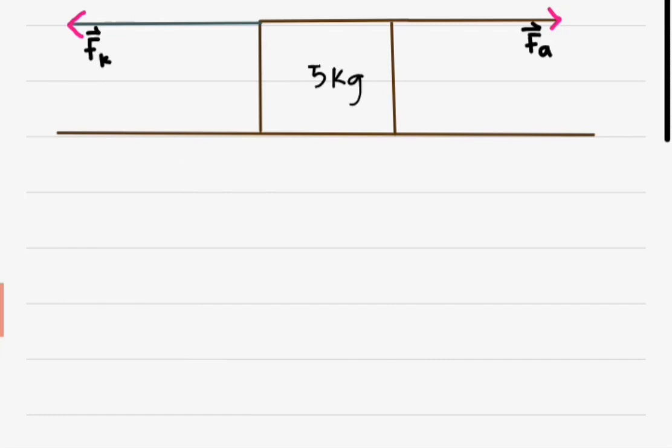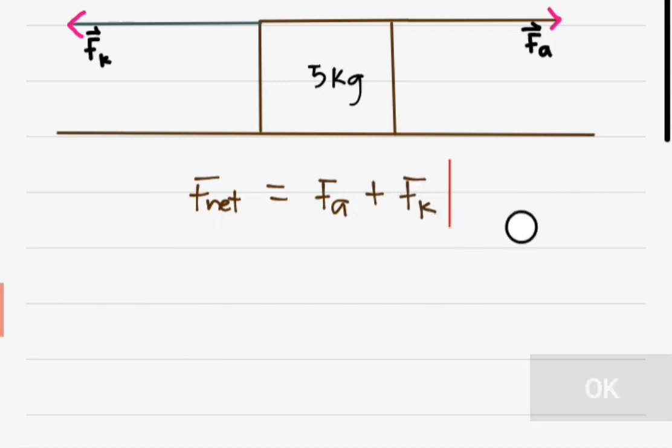According to Newton's second law, he said that the net force, which is F net, is equal to the sum of all the forces acting on an object. Now, in this scenario, the net force here is going to be your force applied plus your force of friction. Okay?